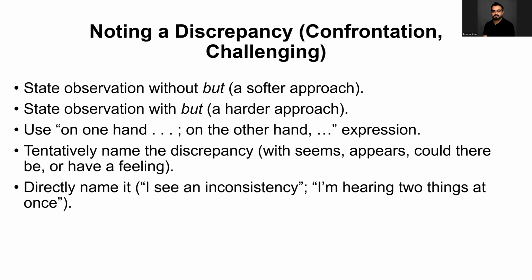And to challenge the client when we are noting a discrepancy. We can confront them and we can challenge them. So we can use different statements like state observation without "but" or state observation with "but," use "on one hand, on the other hand" expression. And we can also name the discrepancy. And we can directly name it. For example, I can say, I see an inconsistency. I'm hearing 2 things at once.